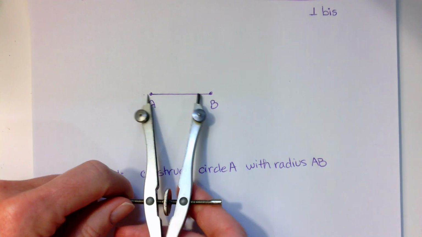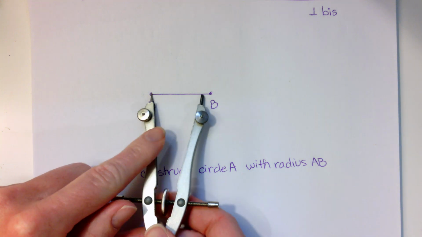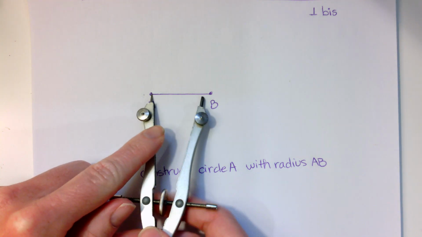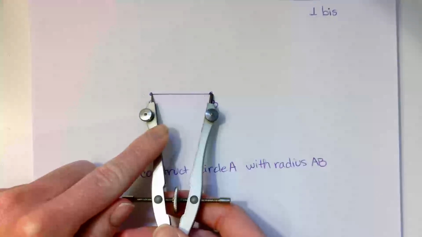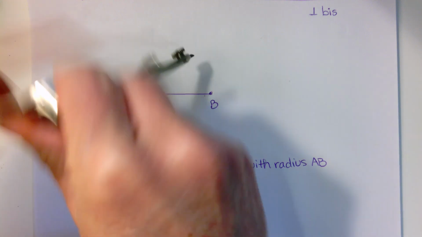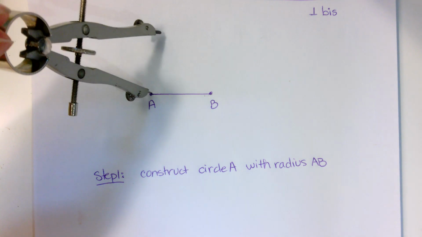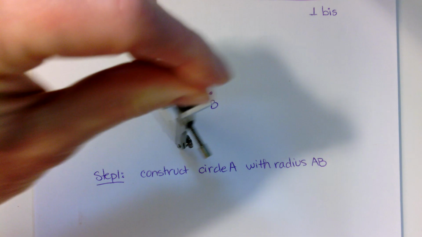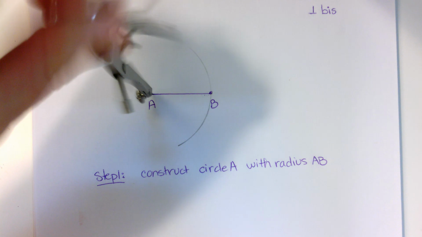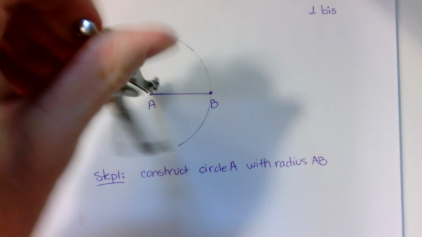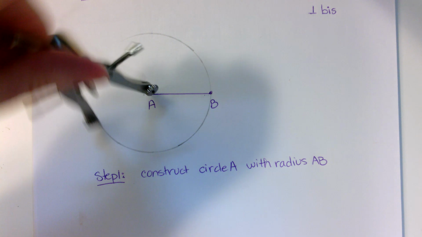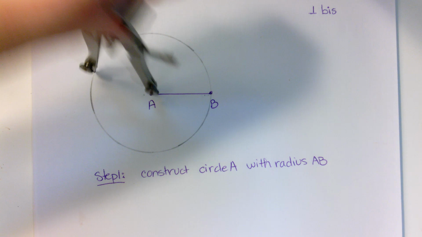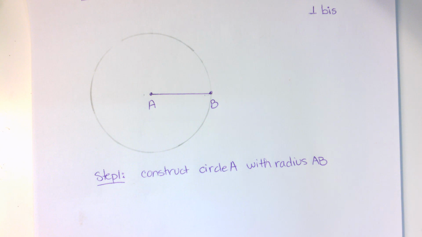So I'm going to get my compass, and I'm going to move my pencil so that it's on B. I need to make this a little longer. That is now going to be my pointer on A for circle A. And I'm going to draw my circle, and it should go through B because I set my radius to AB.